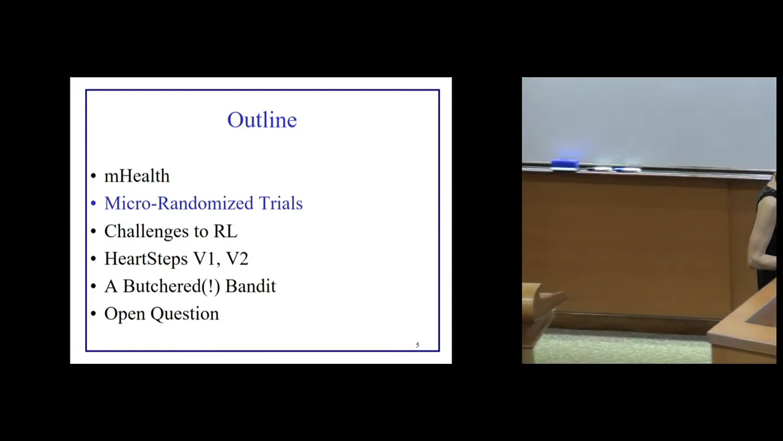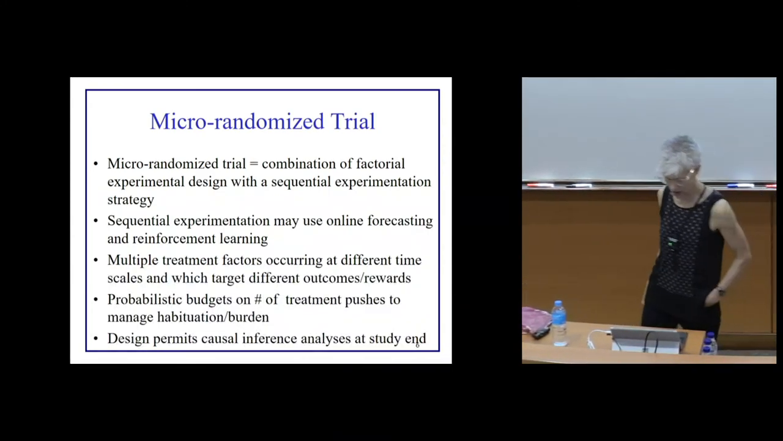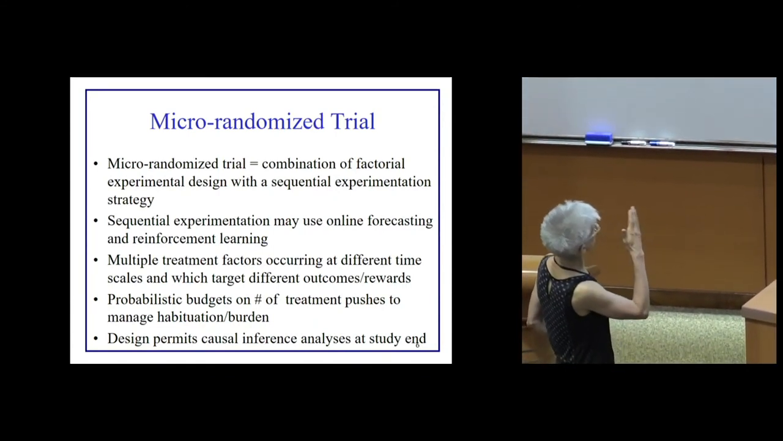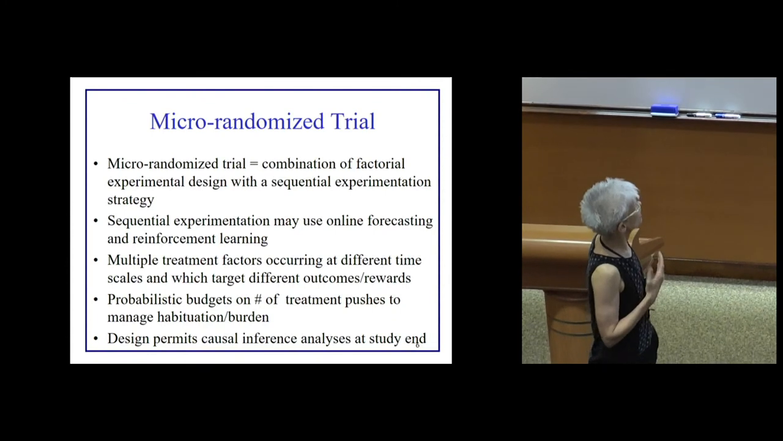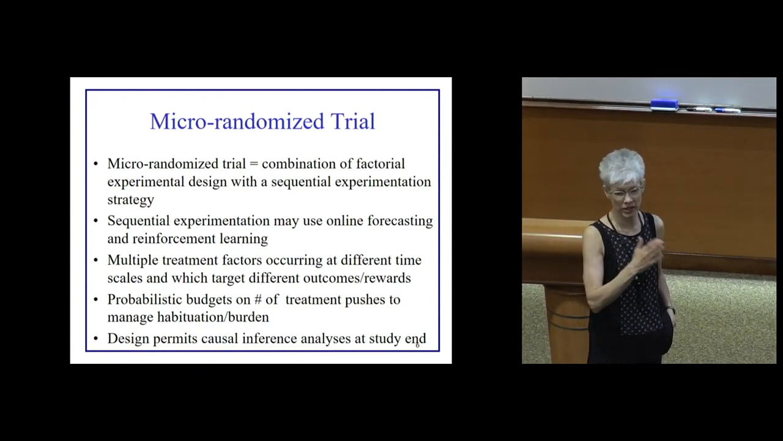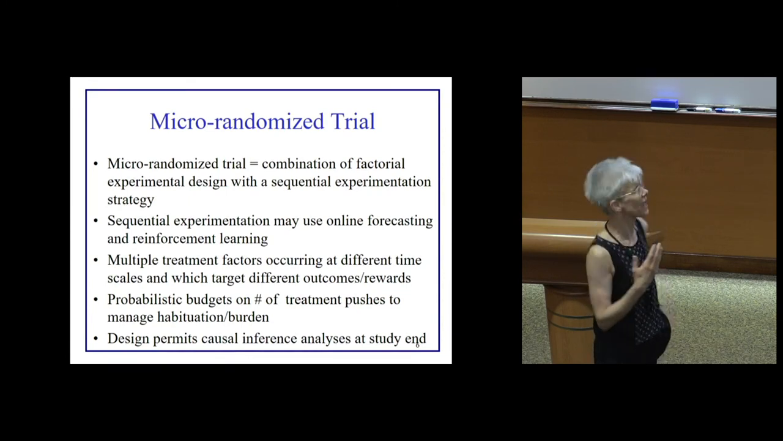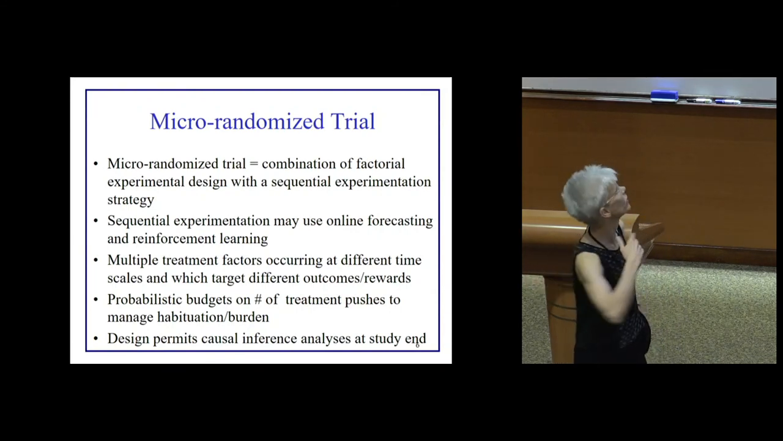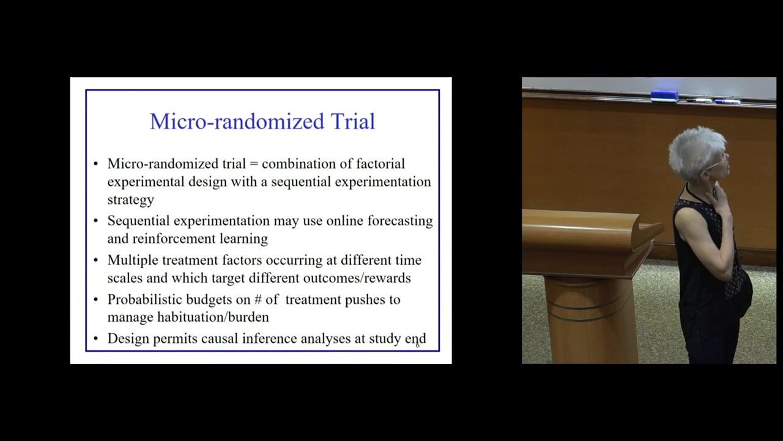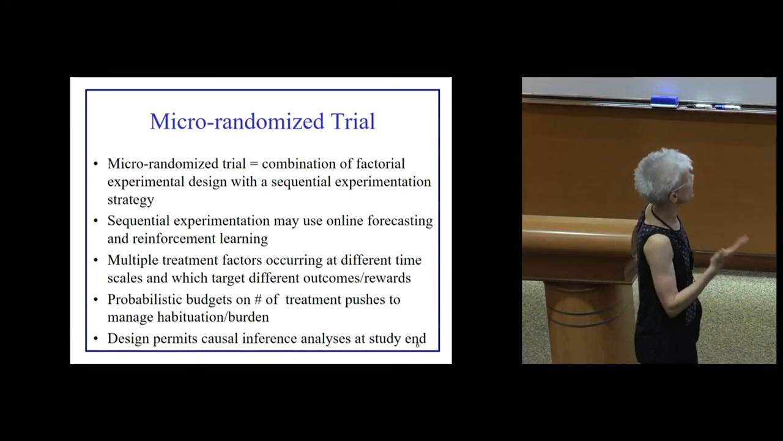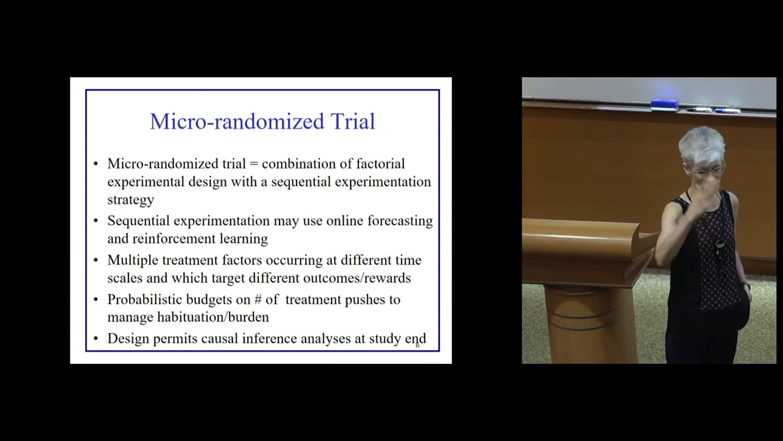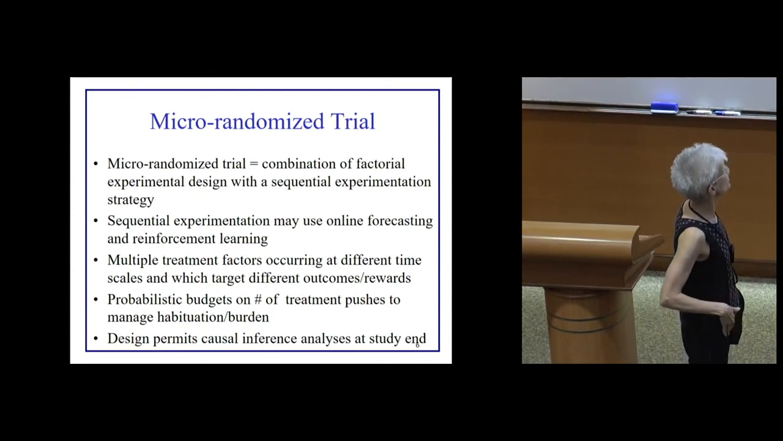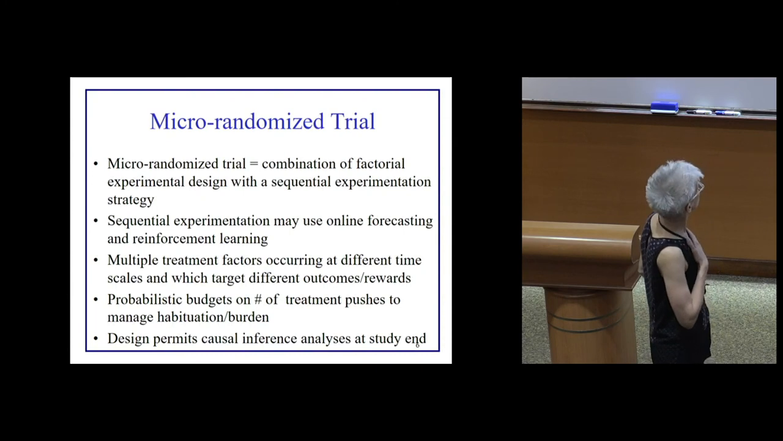And so what I'm going to do is just give you a brief one-page introduction to a micro-randomized trial. When I think of these trials, these are the parts I think about. It's a combination of a factorial experimental design, so there may be multiple intervention components, or what we would call multiple factors. And at least one of the factors has this sequential experimentation going on. The sequential experimentation may use a variety of algorithms, either online forecasting, like forecasting how many more times in the day you're going to be sedentary, and that determines your randomization probabilities, or it could use reinforcement learning. And that's what we're going to talk about today.